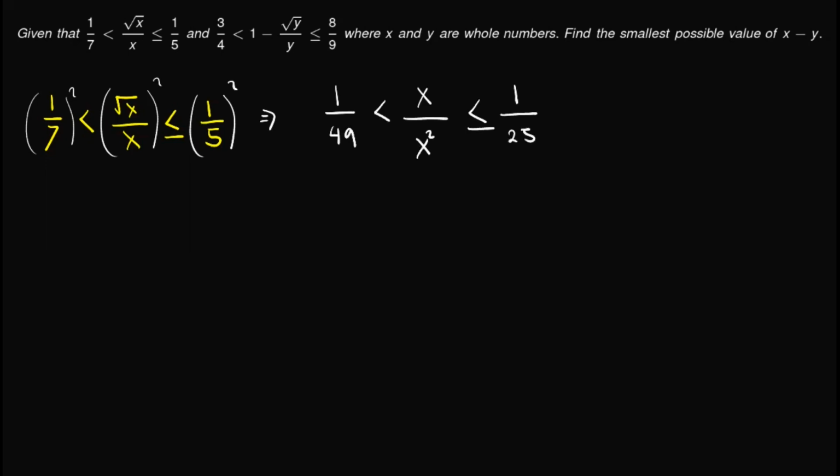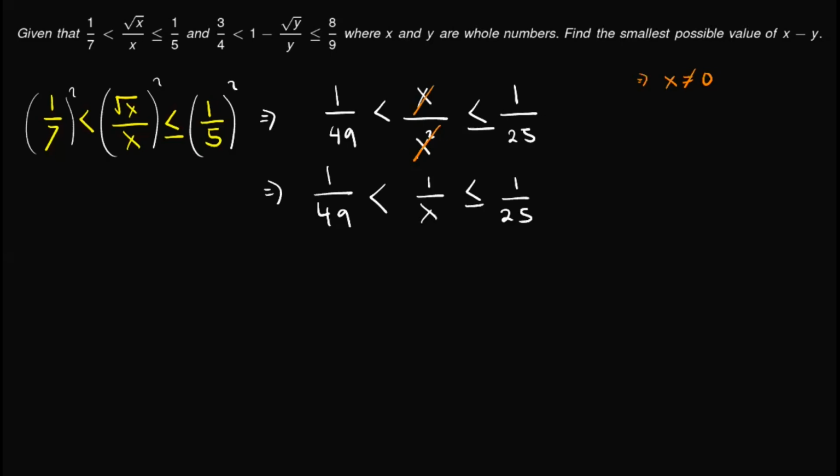Now from here, note that we can actually divide x in the numerator and the denominator out here, so we can cancel that one since we are given that x is a whole number, which implies that x is not equal to 0. So we can cancel that one out, leaving us with 1 over 49 less than 1 over x less than or equal to 1 over 25.